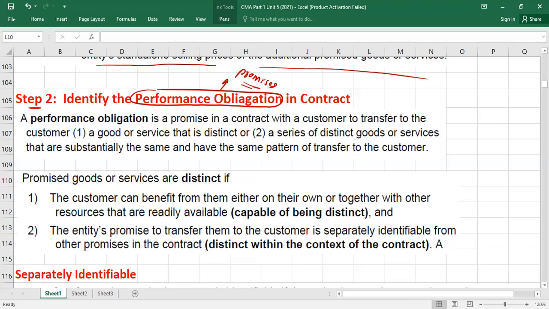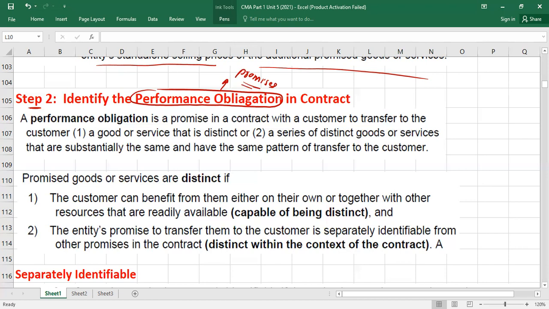Understood? So it means there are how many performance obligations? 2. Car and maintenance service. If they break any one, we will say they are not fulfilling their contract. Understood? Their responsibilities. Agreed? Now let's understand how performance obligation is defined.